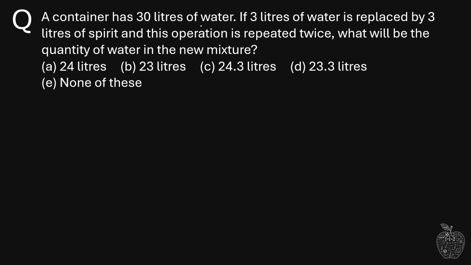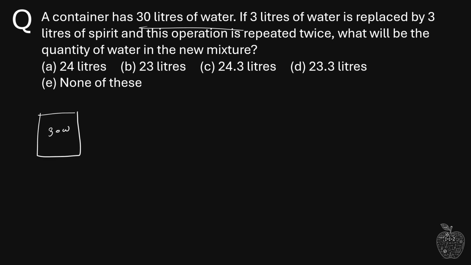A container has 30 liters of water. If 3 liters of water is replaced by 3 liters of spirit and this operation is repeated twice, what will be the quantity of water in the new mixture? So first of all, here we have a container, and in this container we have 30 liters of water. So there is 30 liters of water here.